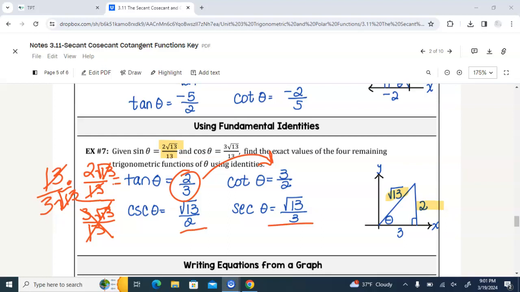You know what I mean? It would have been 13 over 3 root 13. Then you have to rationalize your denominator.